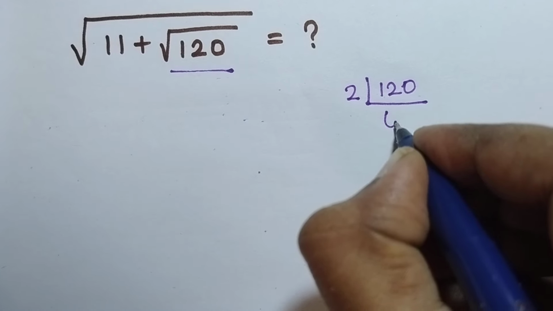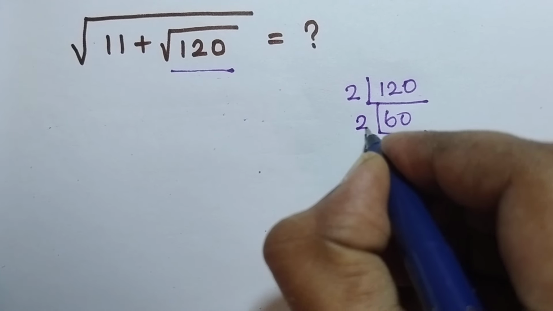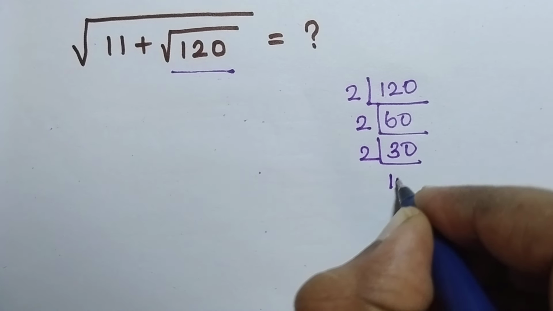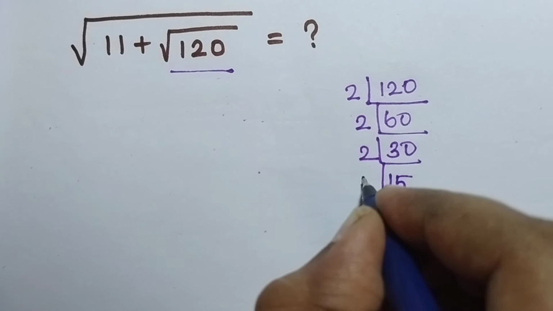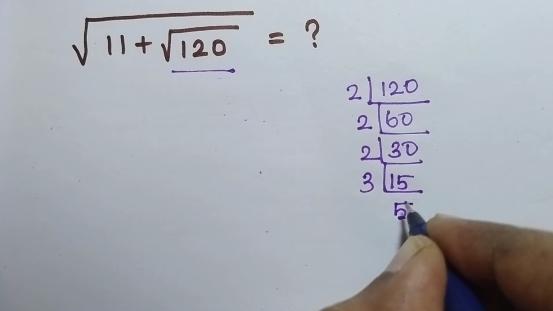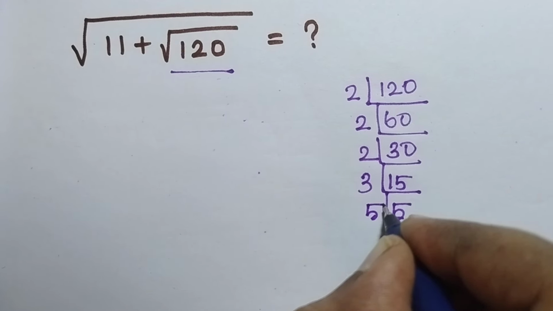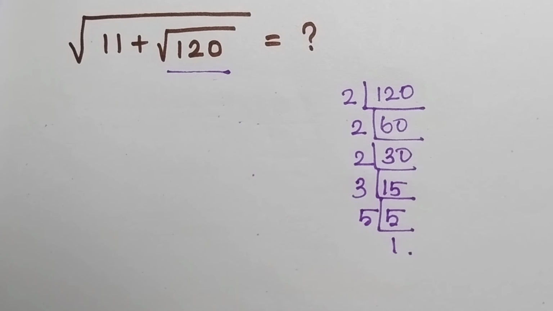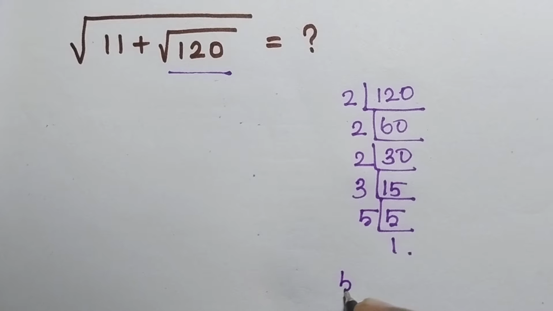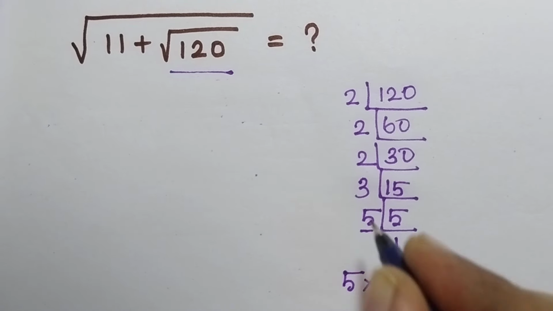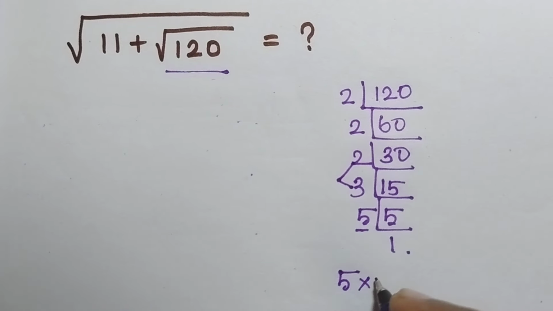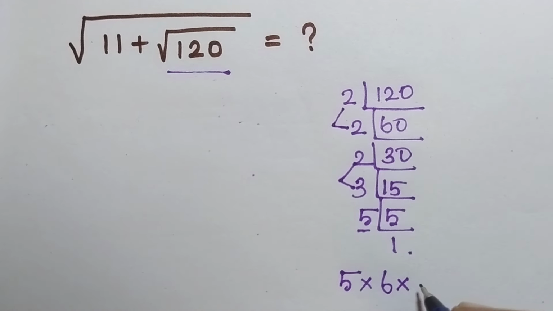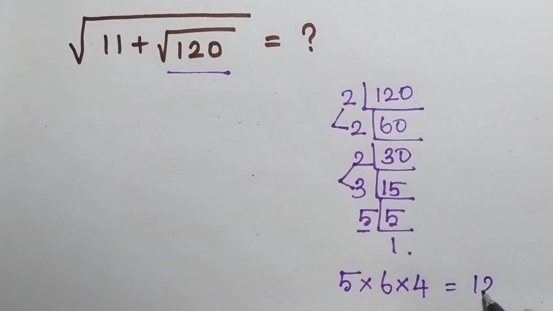2 times 2 into 60, 120. 2 into 30, 60, 2 into 15, 30, and 3 into 5, 15, so the final term is 5. From this, I can define the multiples as 5, and 2 into 3, 6, and I get a square number, that is 4, which is equal to 120.